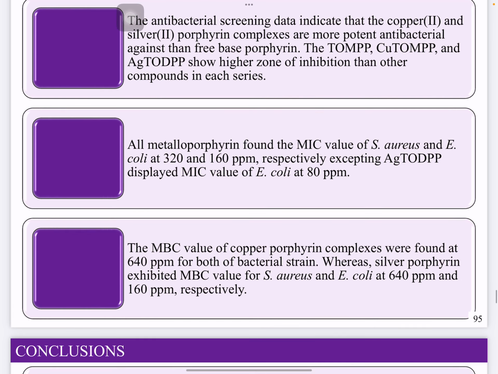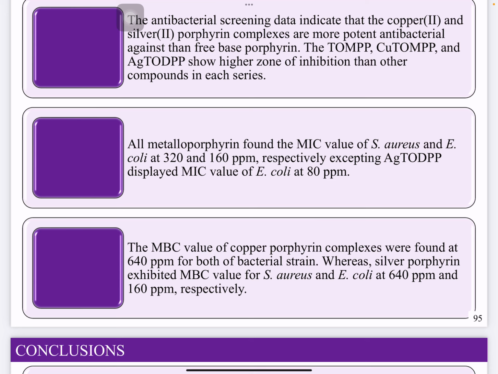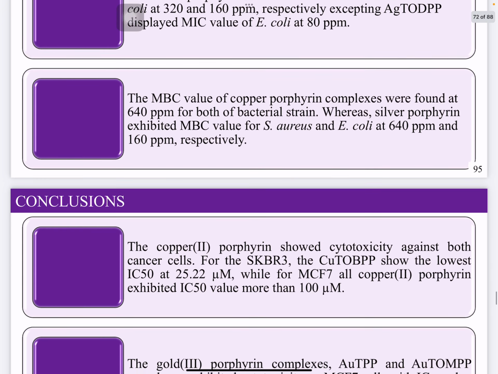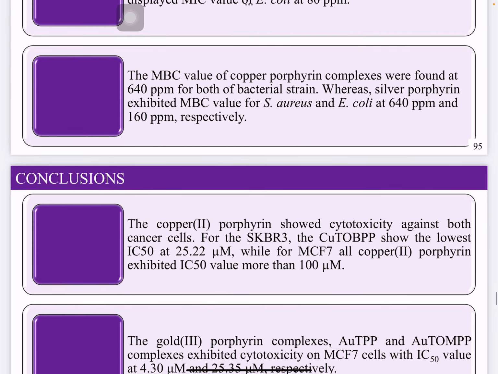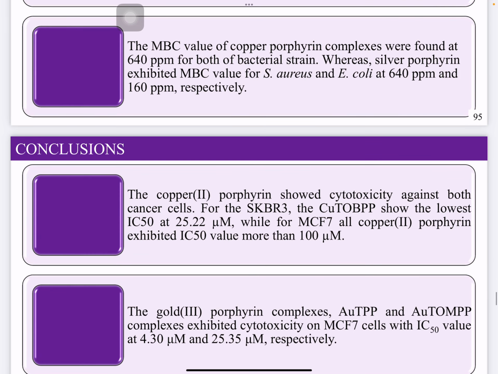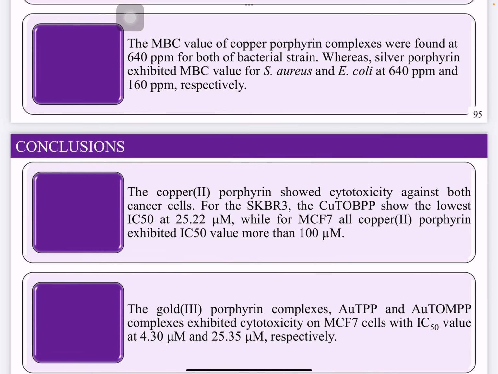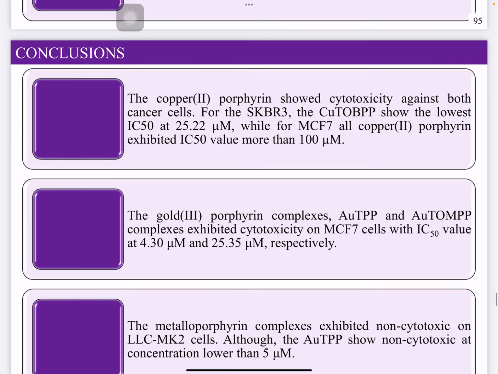The MIC and MBC are quite active for the silver TODPP, especially the MIC for E. coli, which is 80. And the MBC value of the copper porphyrins compared with the other compounds was found at 640 for S. aureus and E. coli, whereas the silver shows lower numbers at 640 and 160 for S. aureus and E. coli respectively.